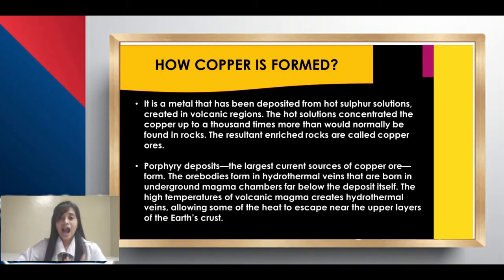So to understand how copper is formed, it is helpful to look at and understand what a porphyry deposit is. So porphyry deposits are the largest current source of copper ore. So the ore bodies are formed in hydrothermal veins that are born in an underground magma chamber that is far below the deposit itself. So the high temperature of volcanic magma creates hydrothermal veins that allow heat to escape in the near upper Earth's crust.